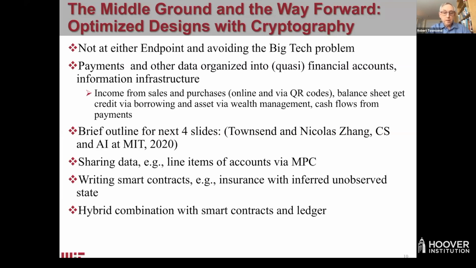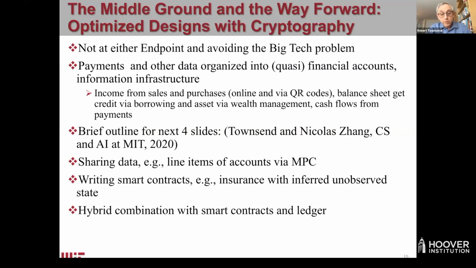So again, in thinking about Alipay, you have income from sales and purchases, either online or via the QR codes. You have items for the balance sheet, namely credit on one platform and assets on the other via wealth management, and of course the cash flow from the payments data themselves. So you have, I would not say complete, but you have a great start on building financial accounts, making organized use of the payment data.